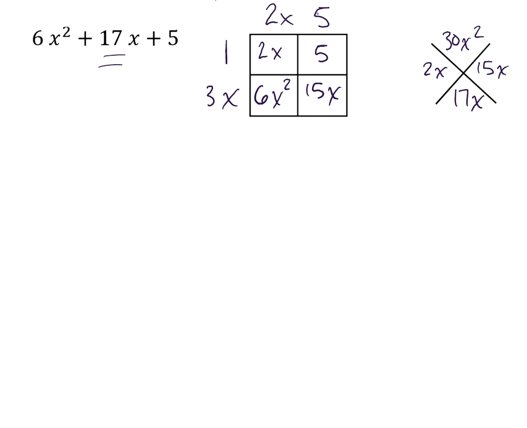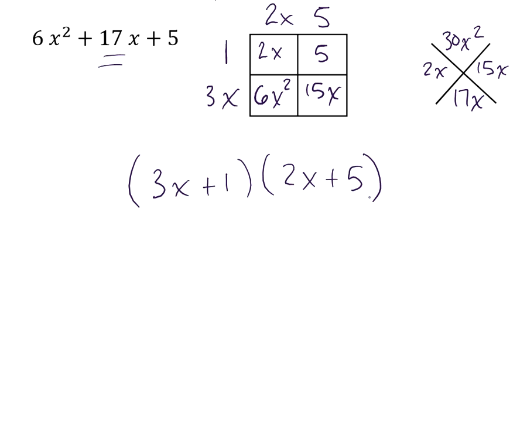So if you look at it, I claim that this factors as 3x plus 1 times 2x plus 5. And we did that with the diamond problem and the area model.